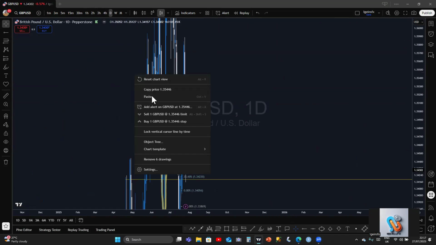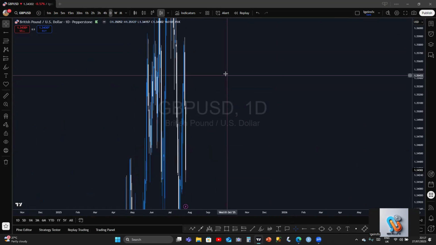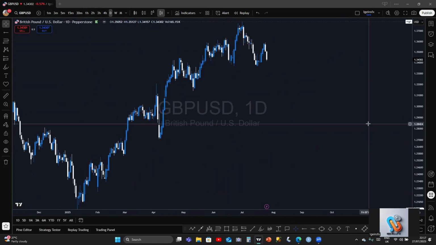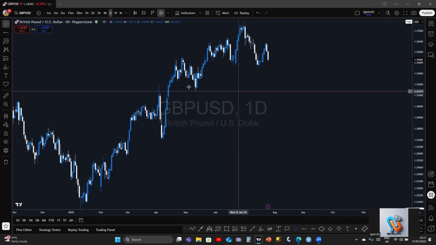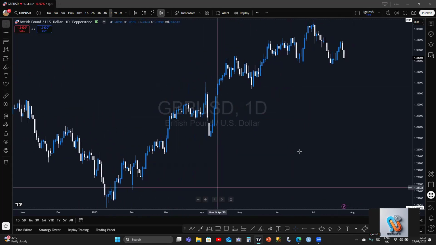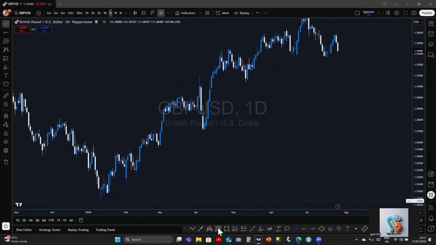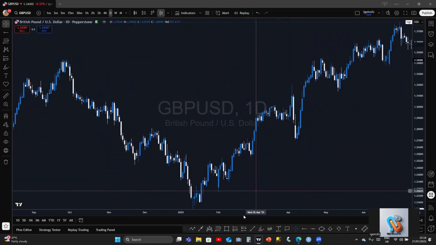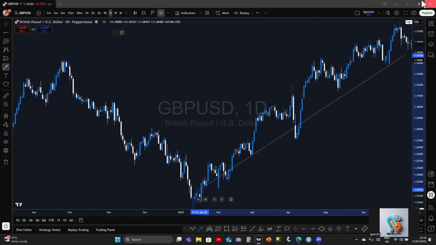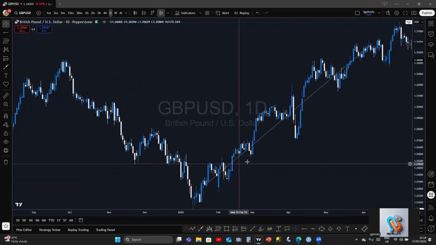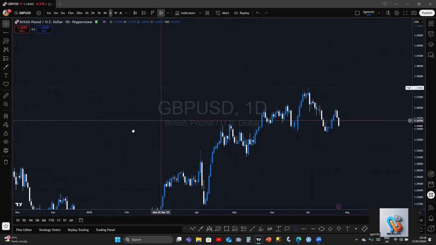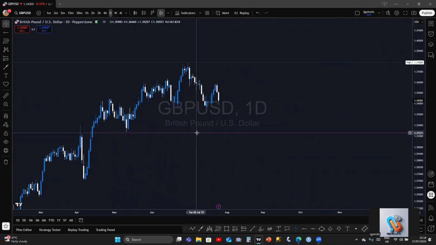The next pair is Euro, GBP USD. That is GU. So this has been a bullish run. It's been bullish, so there's no doubt.